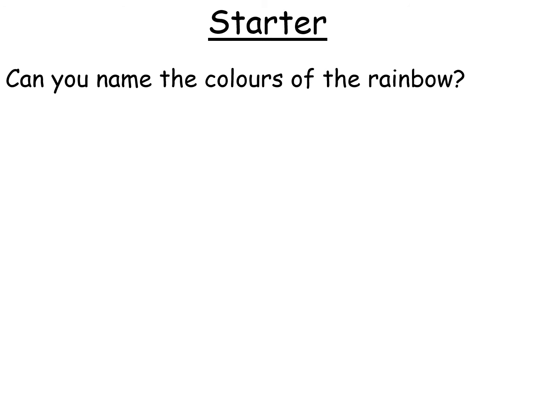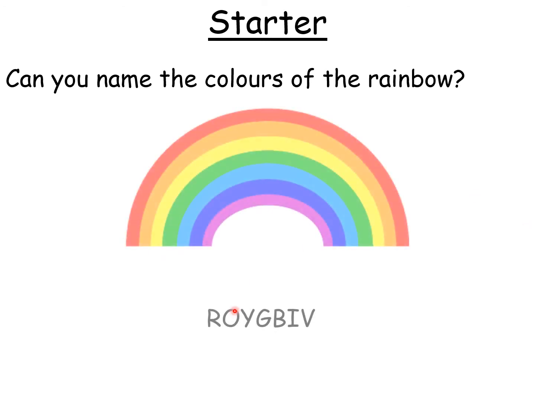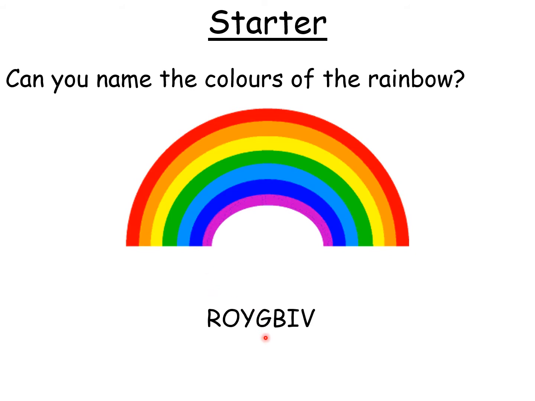So it's a nice wee starter. Hopefully you can do it. Pause the video while we go, and I'll show you the answer. So hopefully you managed to do that and you got the following, that it was red, orange, yellow, green, blue, indigo and violet. So we've got this Roy G. Biv, and you may remember that from last year as well.